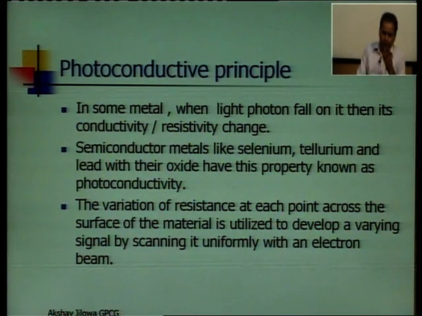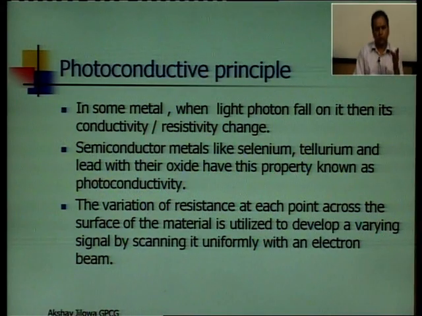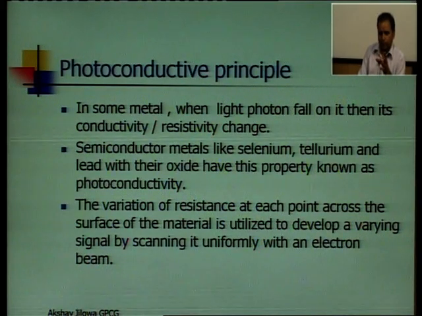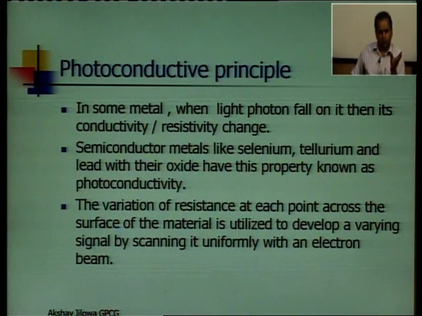This property is used: the variation in resistance at each point across the surface of the material is utilized to develop a varying signal by scanning it uniformly with an electron beam. In our camera tubes, we use this principle for scanning. We continuously scan the photoconductive layer, and on the area where the beam spot is focused, the variation in resistance at that point is noticed. It is a continuous process. We keep doing it for all the pixels, the name given for picture element, and we keep getting the corresponding electrical signal.